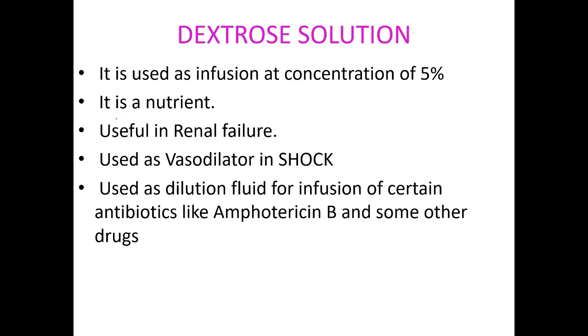So next one is dextrose solution. This dextrose solution is nothing but glucose solution. We will take 5% dextrose solution and we will give it as an IV infusion. It is a nutrient, and it is used in renal failure, and it is also used as a vasodilator. We can give this in treatment of shock, and it is used as a diluting fluid for infusions of certain antibiotics. So when we are giving antibiotics like amphotericin B or any antifungal drugs, we can't give them directly. So we will mix that into this dextrose solution and we will give it as an infusion.